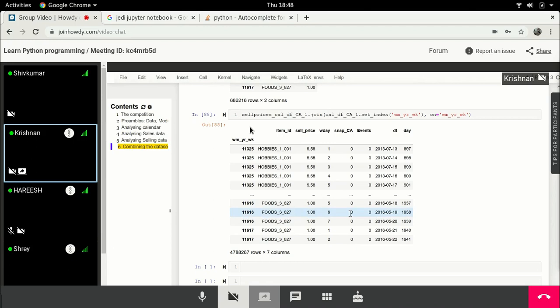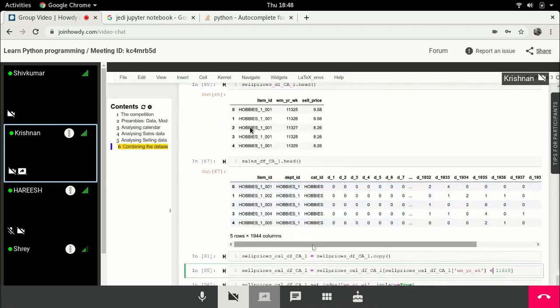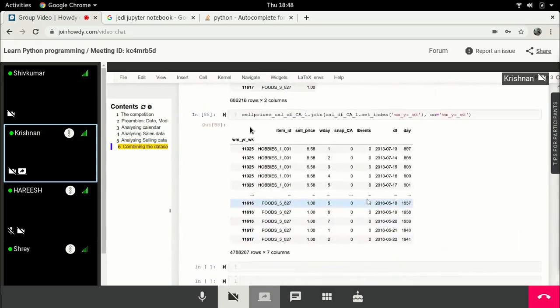So now what I was saying is, this data frame that we have, we want to bring it in line with the other data frame, the sales training data. Which means it has to have the same structure. If you look at the days and the previous one, the one which you merged, the day is a column, right? The day is a column.